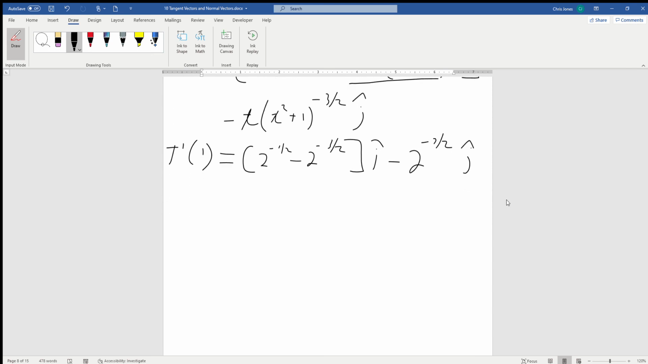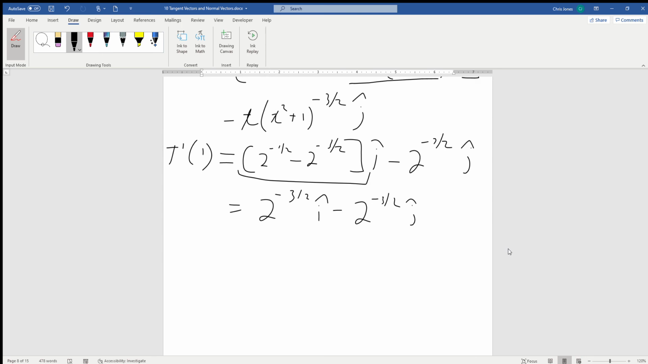All right, now I'm going to approximate this. By the way, just to let you know, I did the algebra beforehand. It actually turns out to be 2 to the minus 3 halves i minus 2 to the minus 3 halves j. If you want to see the algebra for how I did that, just shoot me an email, or I can Zoom you and try to figure it out that way.